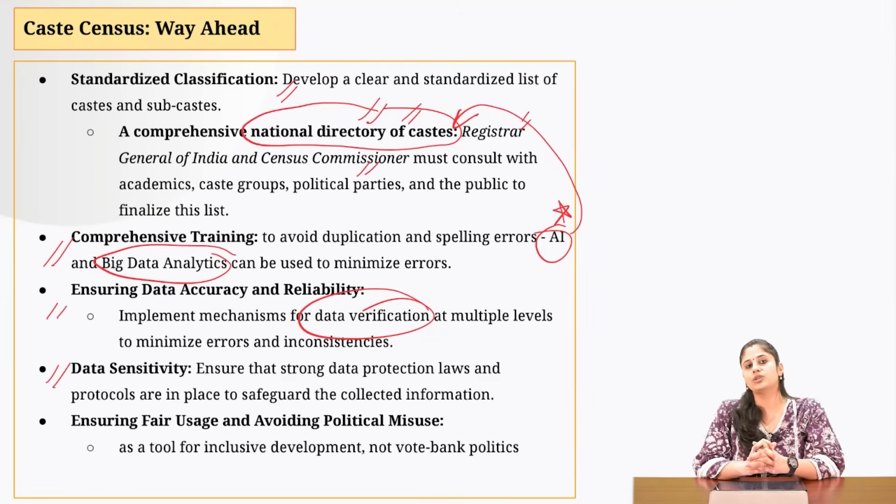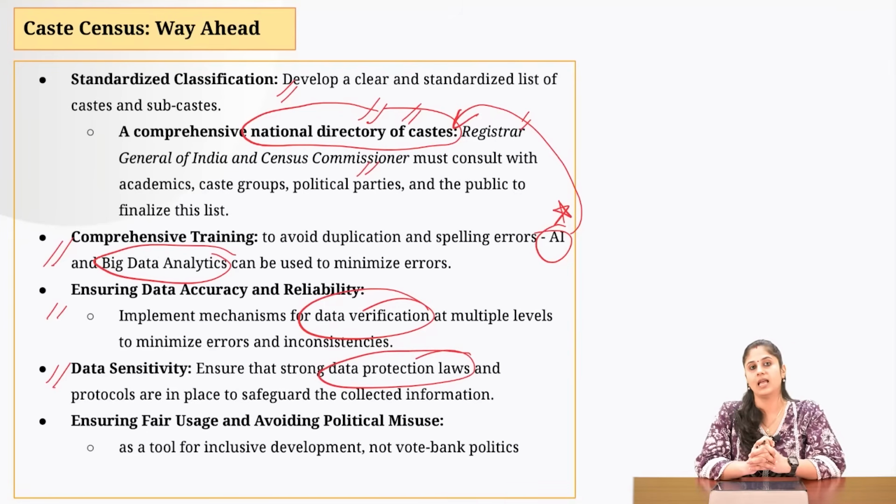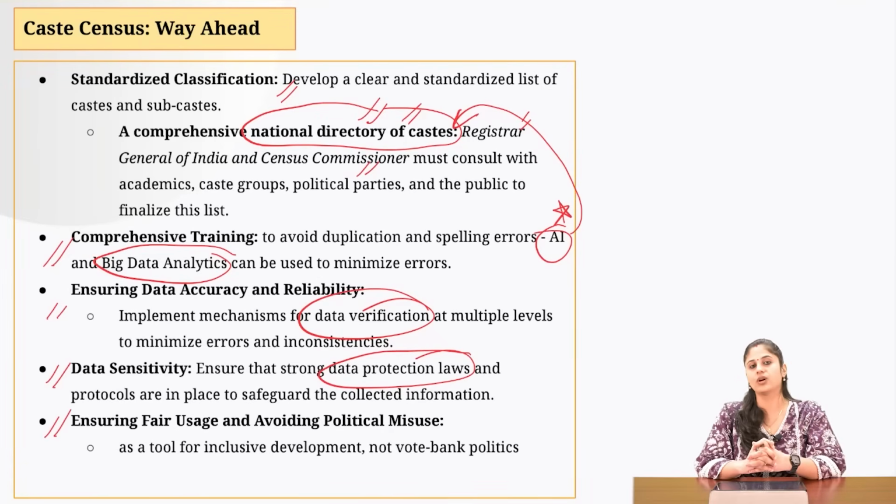Then you need to ensure that adequate data protection laws are in place, and the government needs to assure the people that yes, their data would be protected at any cost. And we need to ensure fair use of this data. So this data should not be used for vote bank politics. Rather, it should be used by the government to come up with a tailor-made approach when it comes to realizing the idea of inclusive growth.